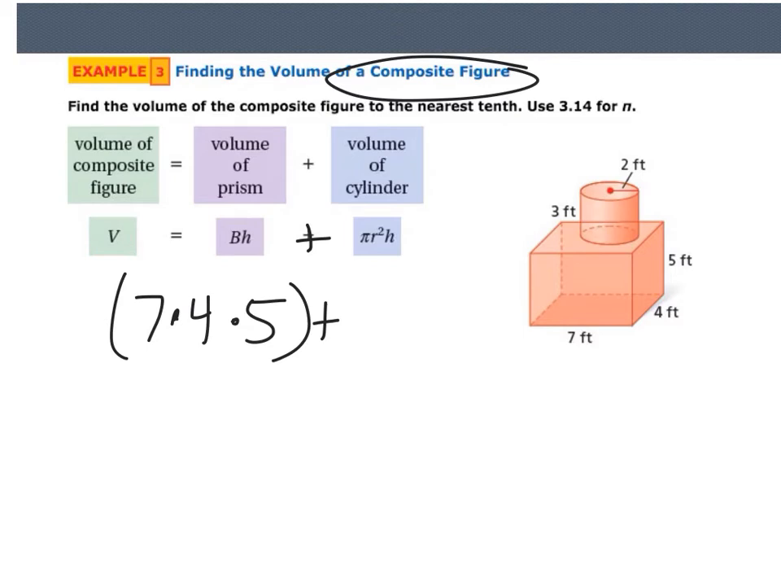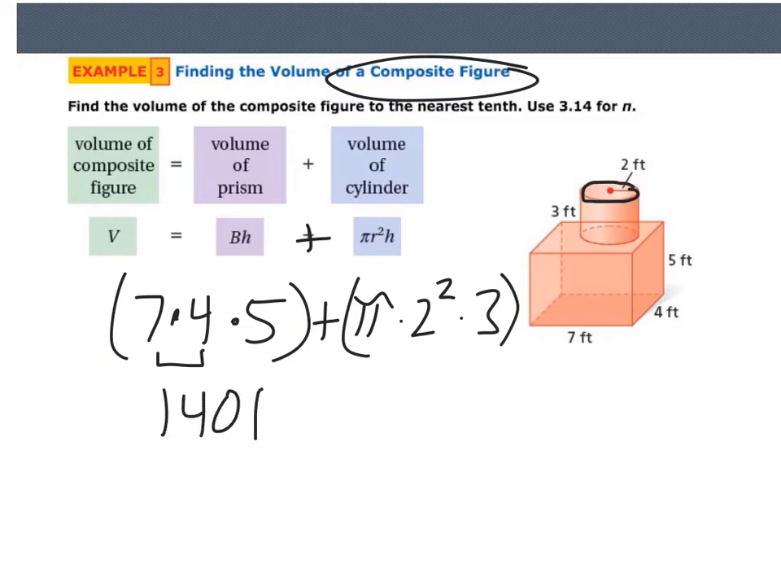pi r squared h. Pi r squared is the area of the surface of the cylinder times the height. So it does give us a radius of 2, so it's pi times 2 squared times 3. The area of the cylinder. So if I do all this and combine them, I'd have the volume of this composite figure. 7 times 4 is 28. 28 times 5 is 140 cubic feet. So the prism part of this composite figure is 140 cubic feet.